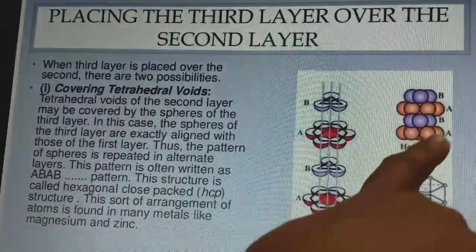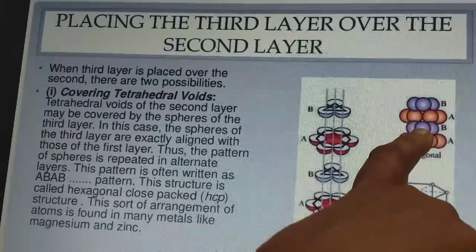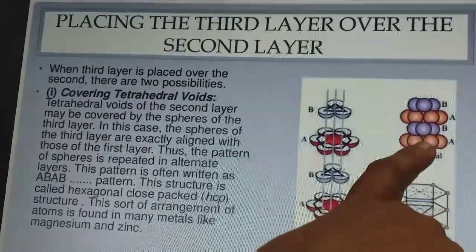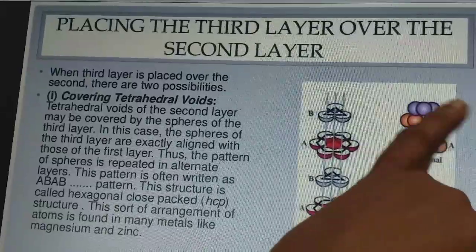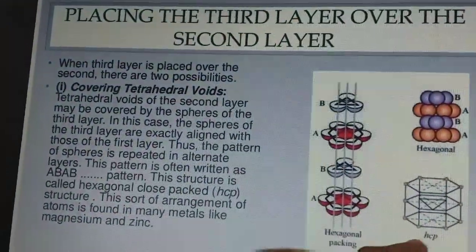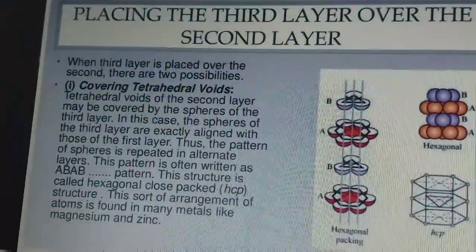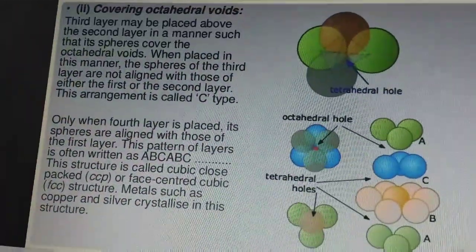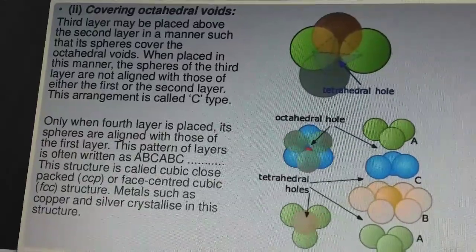It is nothing but hexagonal close packing. It is hexagonal in shape. This is first layer. This is second layer. Third layer is vertically aligned with the first layer. So A, B, again A is coming, then B. So this is hexagonal close packing. 3D hexagonal close packing.